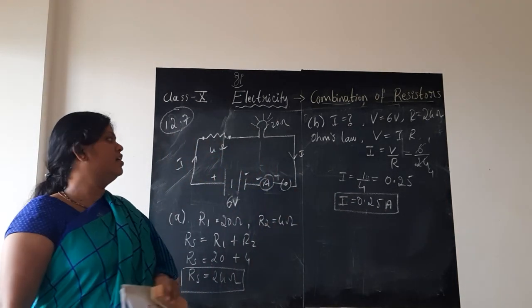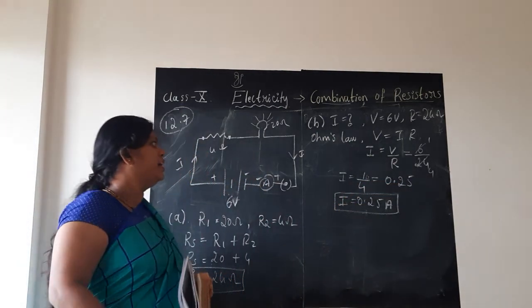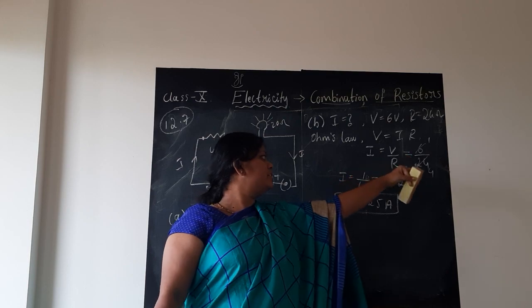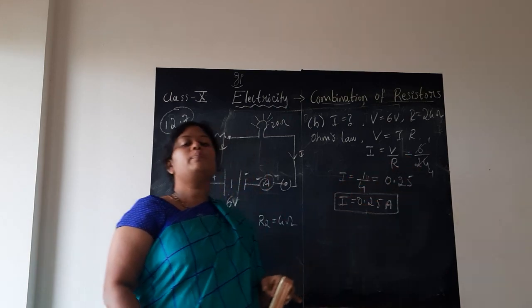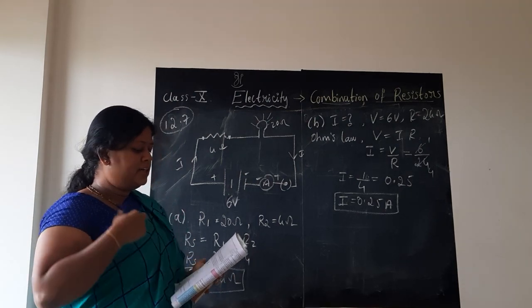0.25 ampere. How did we get 0.25? 1 by 4 is 0.25. How do we find it out? By using Ohm's law, 6 volt and 24 ohms. 6 ones are 6, 6 fours are 24. 1 by 4 is 0.25 ampere. So the first B part was to calculate the current through the circuit.